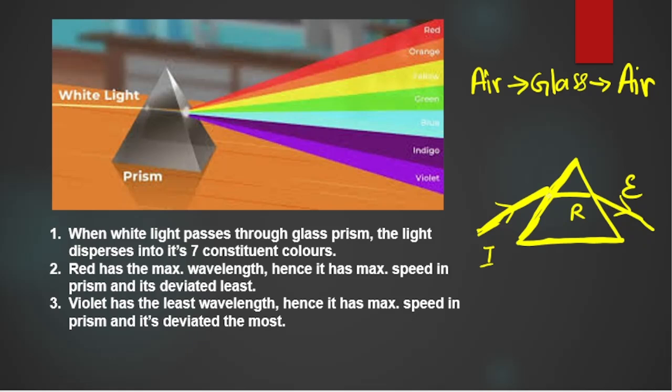Clear. Now this is your angle of prism. Also, अगर आप emergent ray को और incident ray को if you project back you will get angle of deviation. Correct. Clear hai.